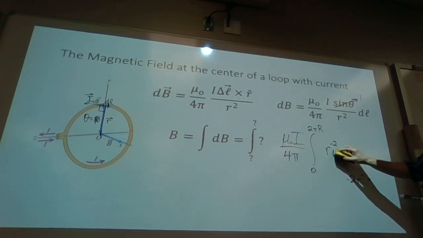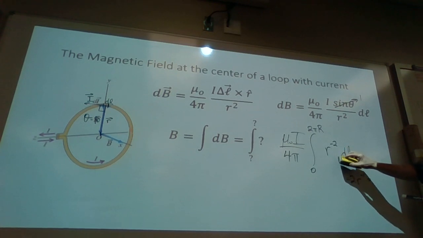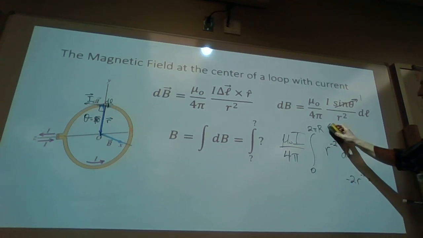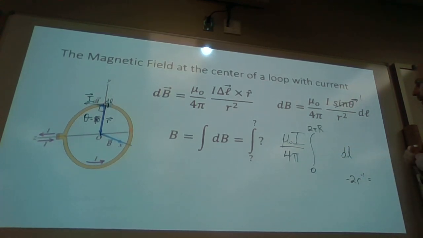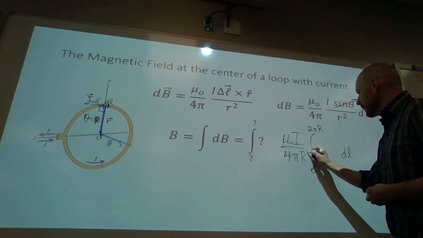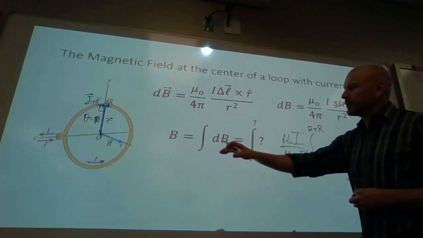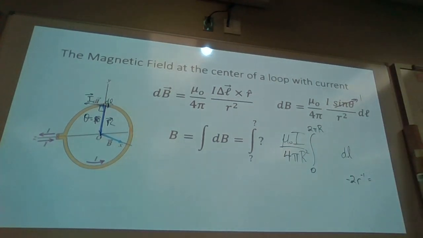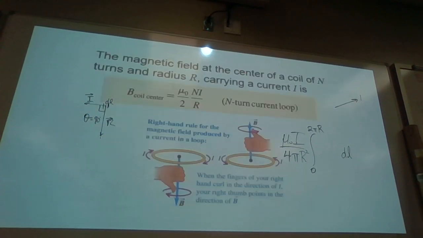I'm just confused why we're integrating with respect to dl and then r. Oh, that was a great question. R should stay constant. So R squared, because R is constant. So we get 2 pi R. That cancels out, and we get that expression there.